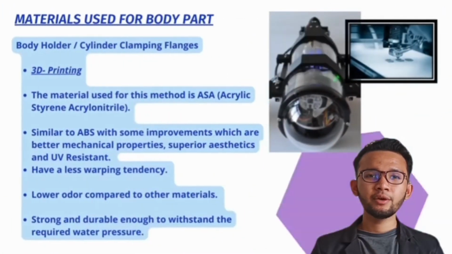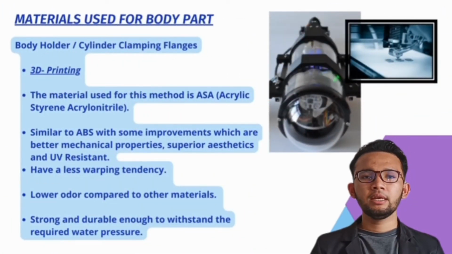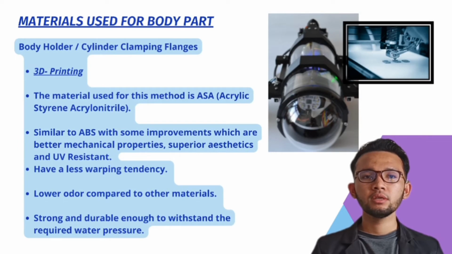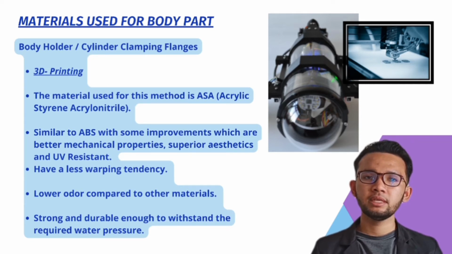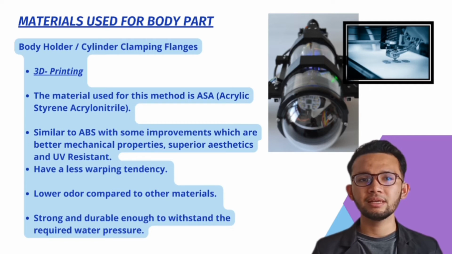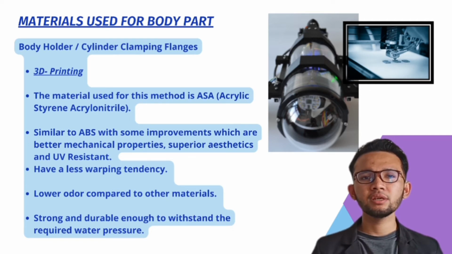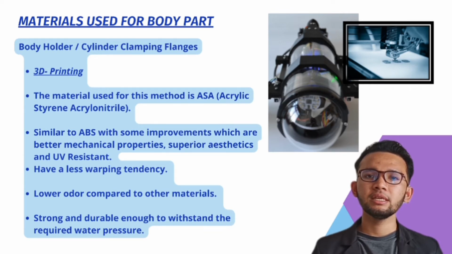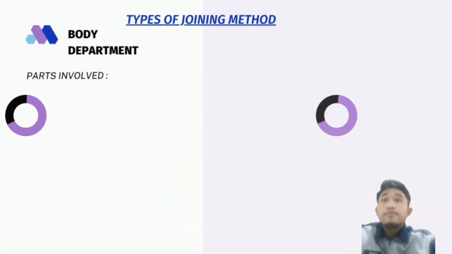The second material we use is ASA. This material is for the production of the body holder. Basically, ASA is similar to ABS, but it has some improvements in terms of mechanical properties, superior aesthetics and UV resistance. An additional advantage of ASA is that it has less warping tendency. It has a lower odor compared to other materials, and it is strong and durable enough to withstand underwater pressure. Types of joining method.